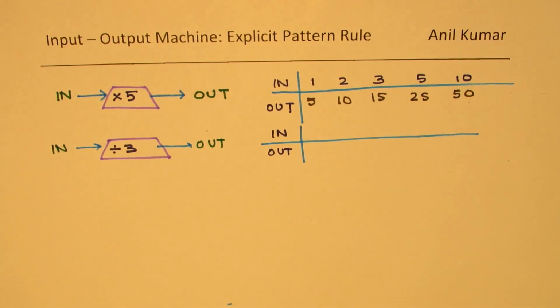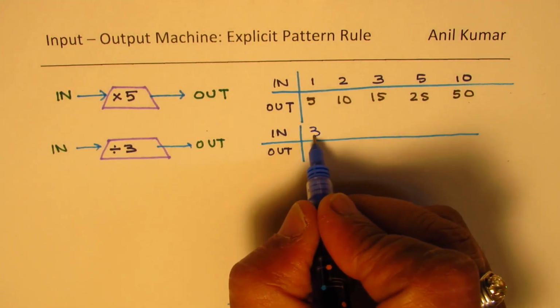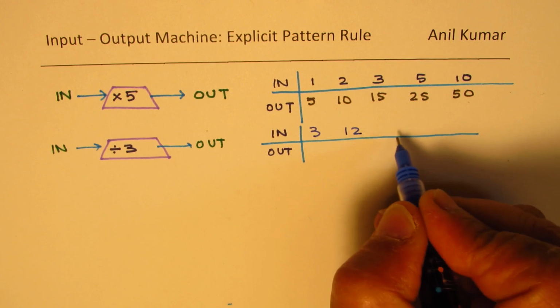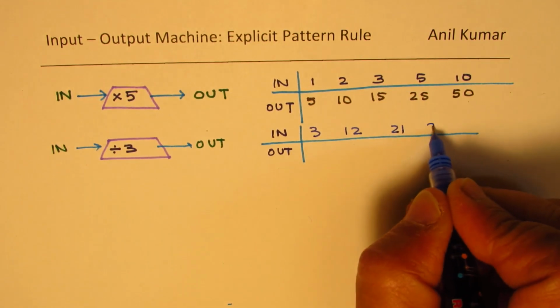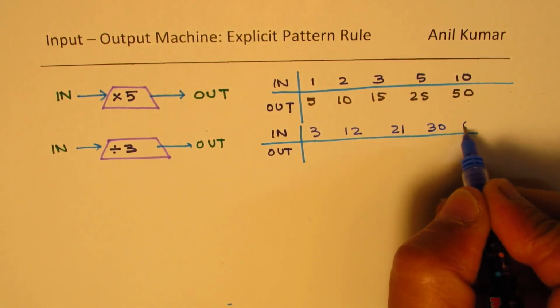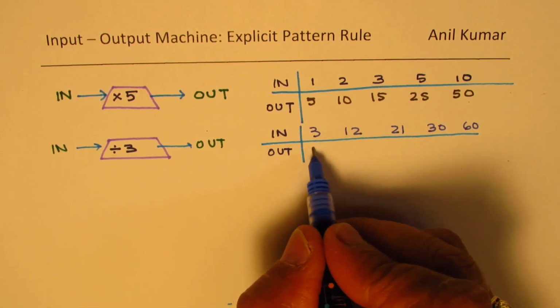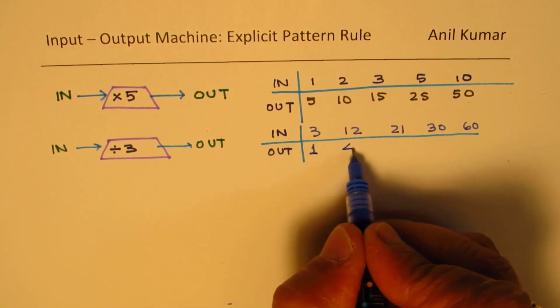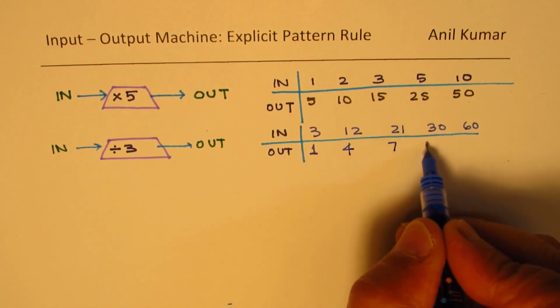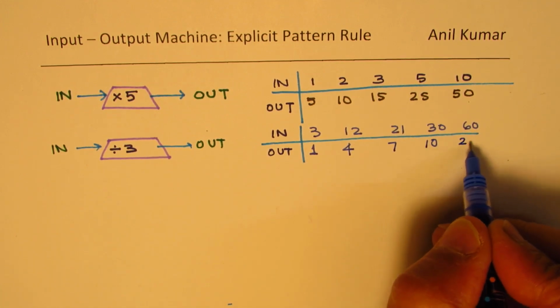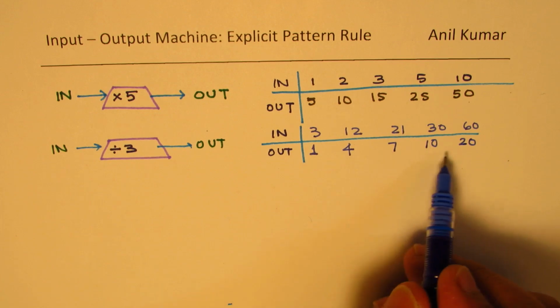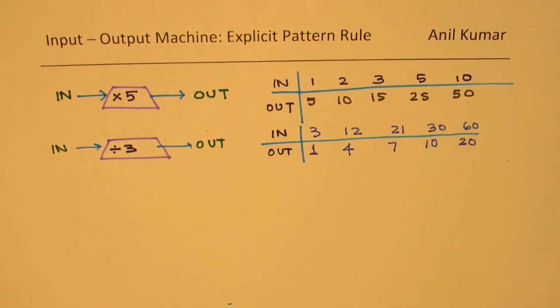So the numbers which are good to take are like 3, right? 12, we could take 21, we could take 30, right? We could take 60, for example. So when you divide these numbers by 3, we get 3 times 1 is 3, 3 times 4 is 12, 3 times 7 is 21, 3 times 10 is 30, and 3 times 20 is 60. So they become output of this machine. I hope you have got the concept, right?